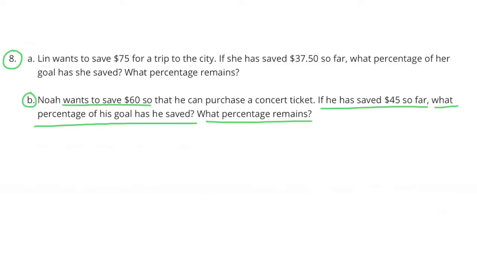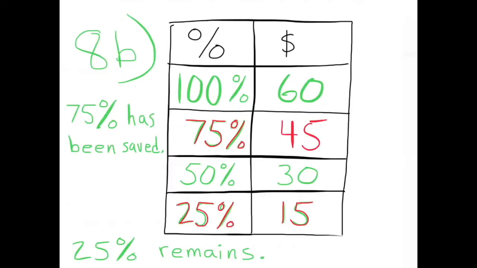B. Noah wants to save $60 so that he can purchase a concert ticket. If he has saved $45 so far, what percentage of his goal has he saved? What percentage remains? 100% of his goal is $60. So far he saved $45. This chart shows that $45 is 75% of his goal. He has saved 75% of his goal and 25% remains.